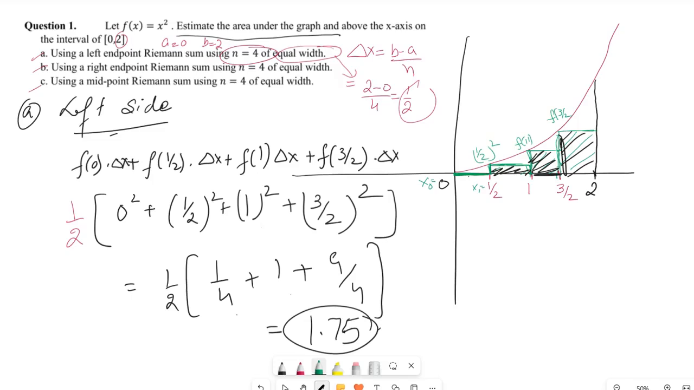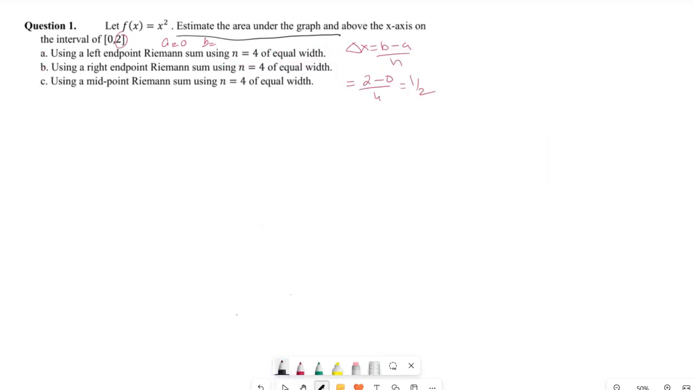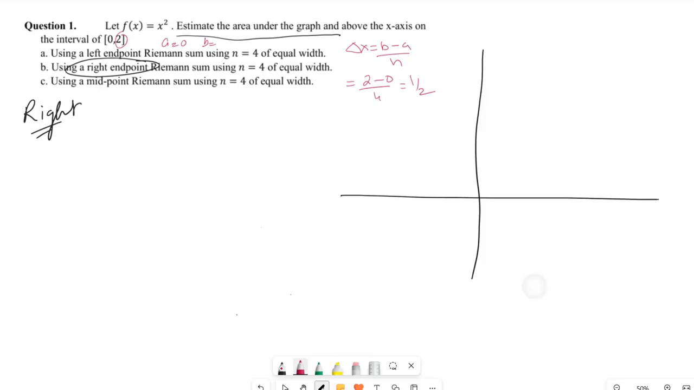Let's work on part B now. Part B is saying to use the right side, the right endpoint. Okay. So let's draw the graph. Again, the parabola is your x squared, right, passing through 0. We need to look from 0 to 2. That means basically we need to find the area under the curve from 0 to 2.